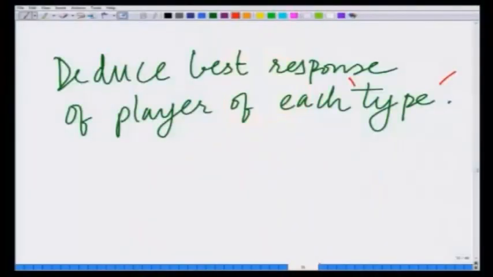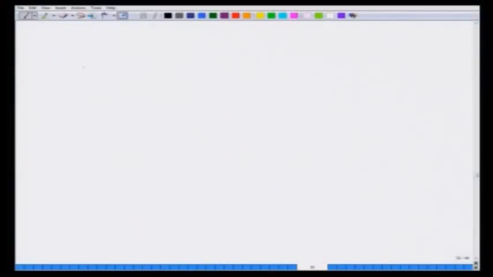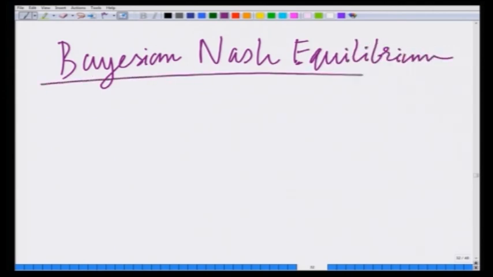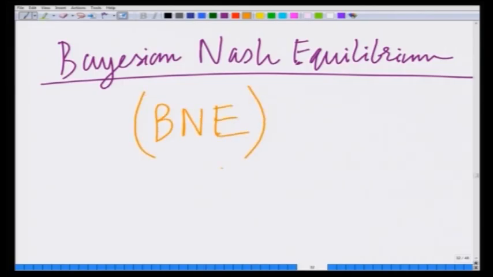So the next thing that we have to do is to deduce the Bayesian Nash equilibrium, or the BNE, of this game. Let us go back to the best responses of the boy.